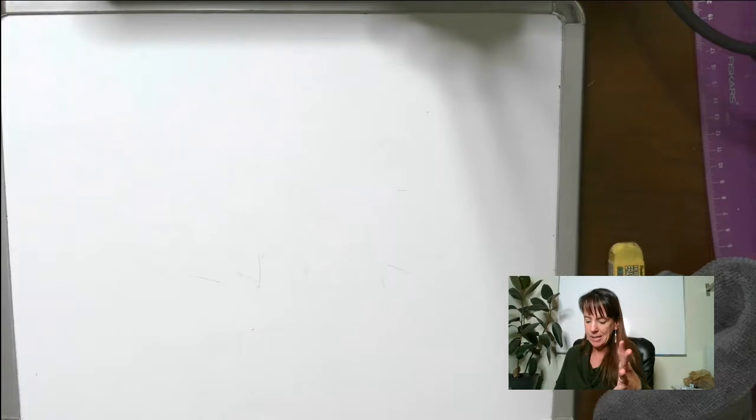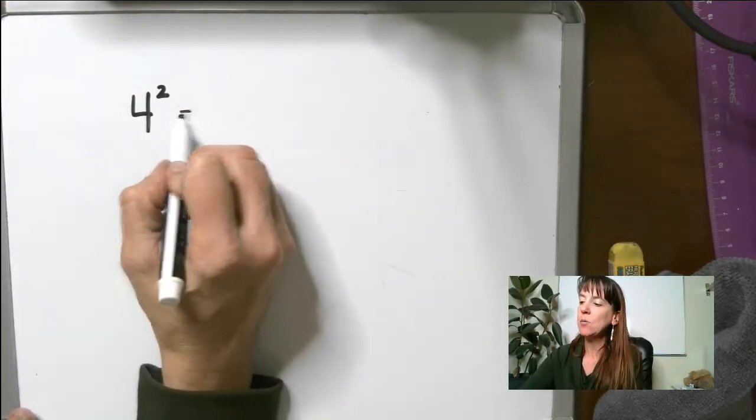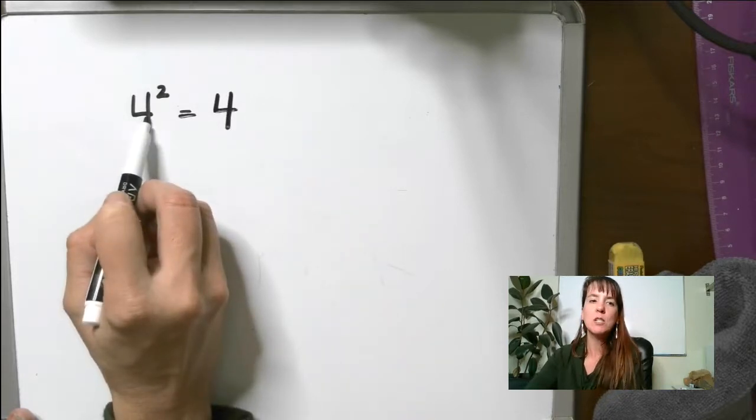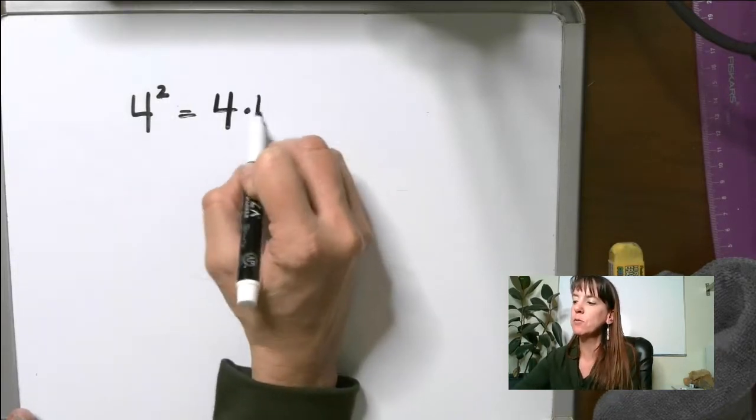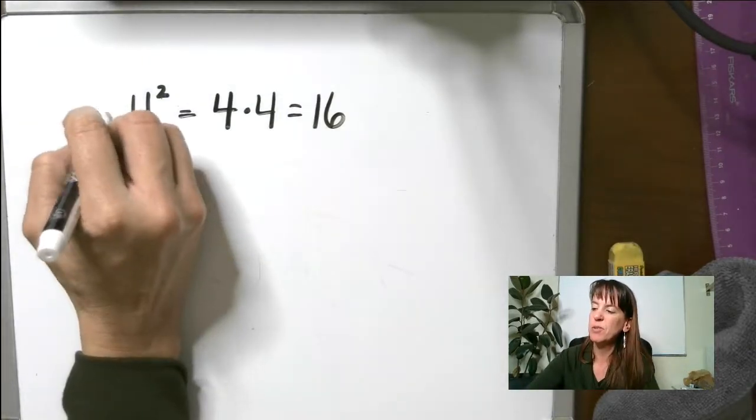Okay, so the deal with exponents is 4 squared. That equals 4 multiplied 2 times. So 4 times 4, which equals 16. I'm going through some of these examples here.